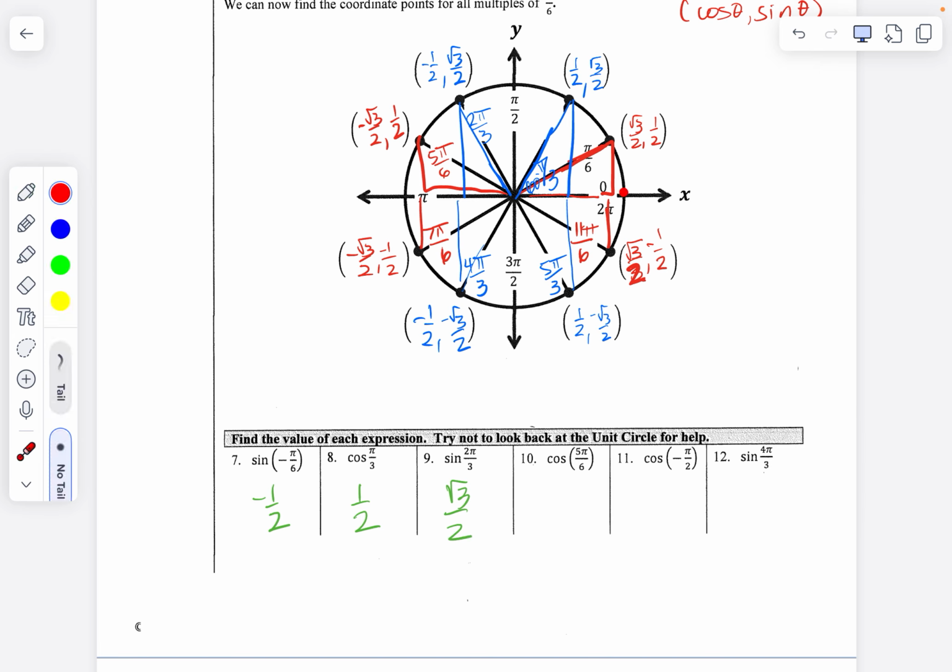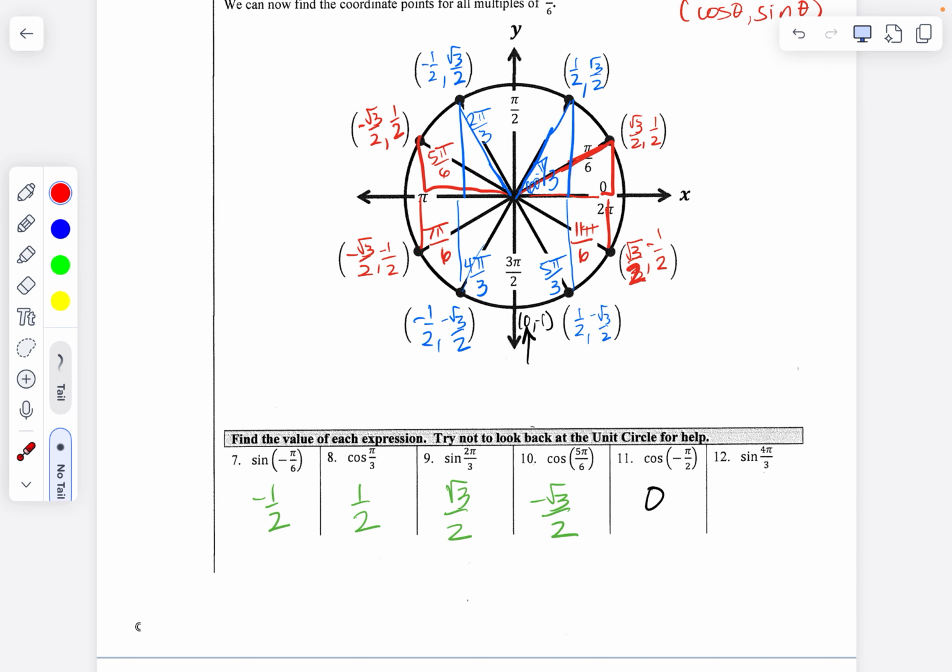Number 10, cosine of 5 pi over 6, that's right here. And the cosine value is the x, so that's negative root 3 over 2. Cosine of negative pi over 2. So remember, pi over 2 is up here, so negative pi over 2 is going to be going the opposite direction, same spot as 3 pi over 2. And this point here, we saw on the other one was 0, negative 1. So we know that cosine value is 0.